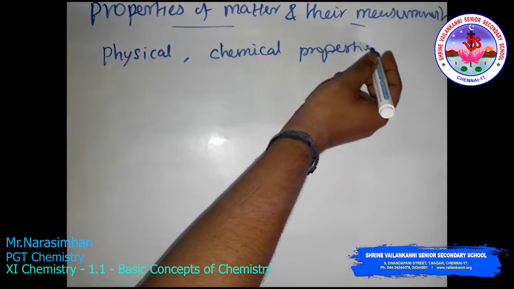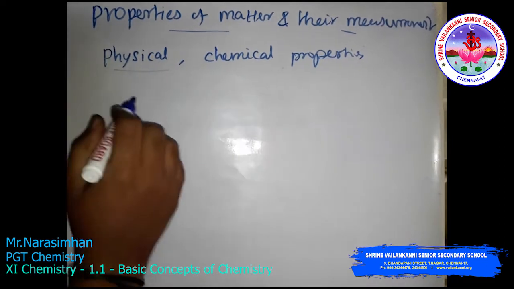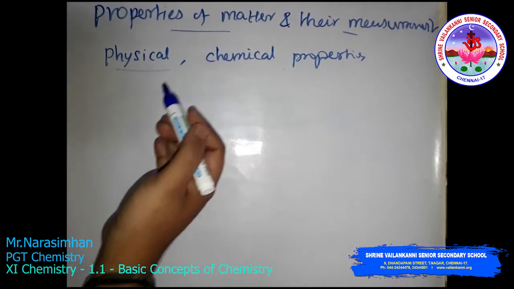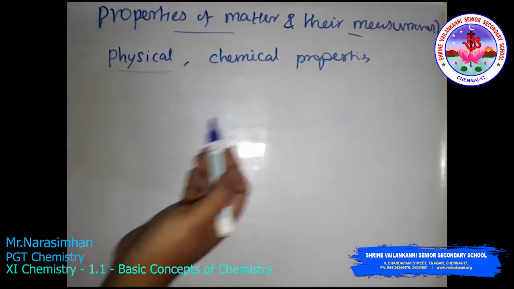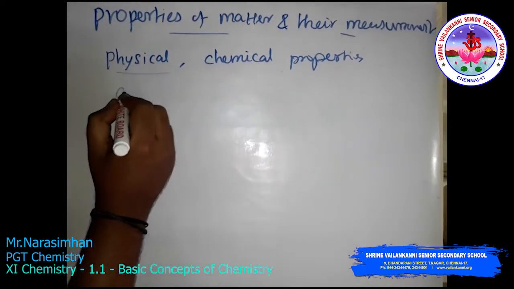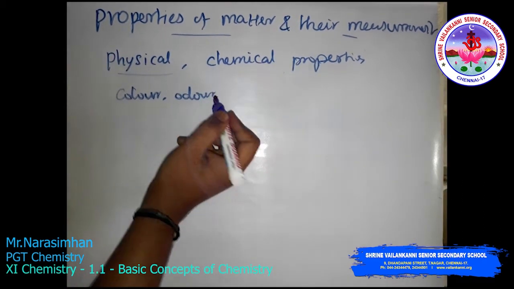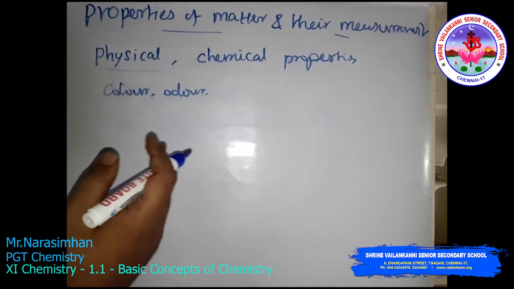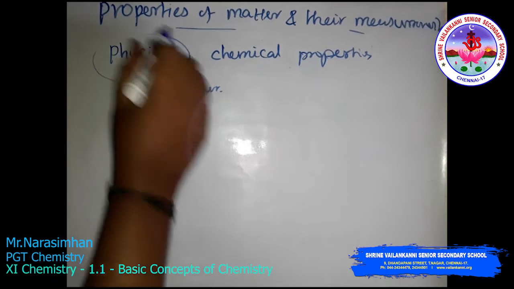Okay. The physical properties are those that can be observed or measured without changing the identity or the composition of the substance. For example, color, odor, melting point, boiling point, and density. These are called physical properties.